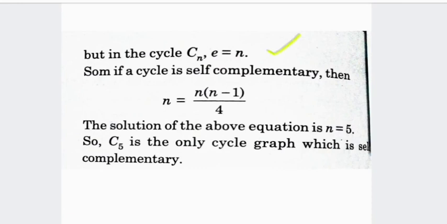So if a cycle is self-complementary, then n equals n times (n minus 1) by 4. After solving this equation, we get n equal to 5. This means C5 is the only cyclic graph which is self-complementary. So the answer is 5. Now come to the next question.